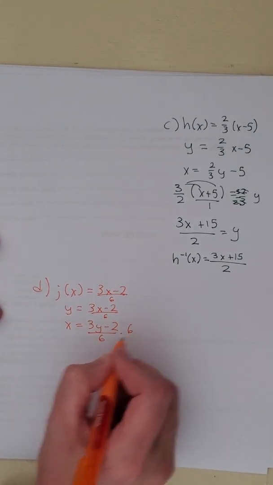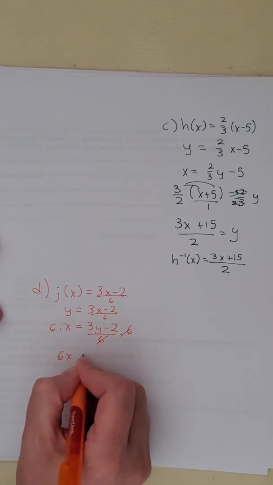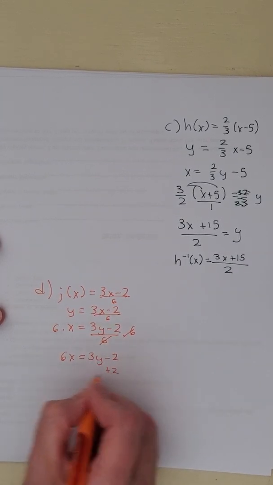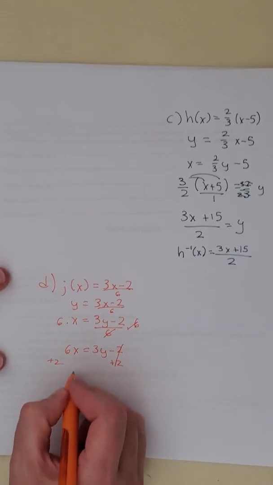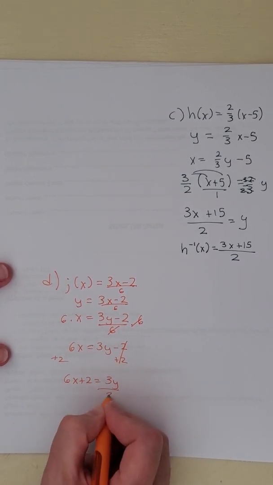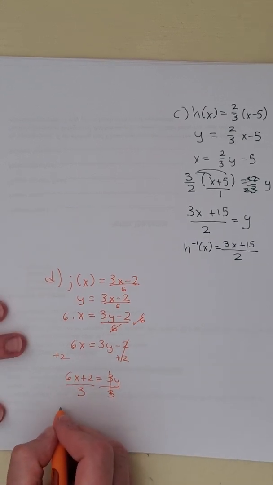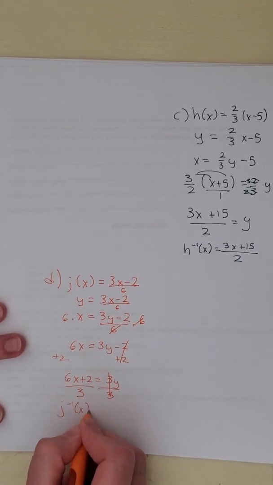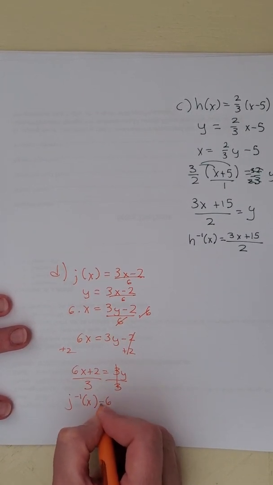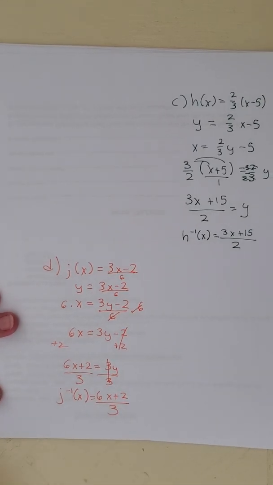I'm going to multiply both sides by 6 to get rid of this division. So 6x equals 3y minus 2. I will add 2 to both sides. I get 6x plus 2 equals 3y, and then divide both sides by 3. And I get that j inverse of x is 6x plus 2 over 3, and you can just leave it as a fraction.